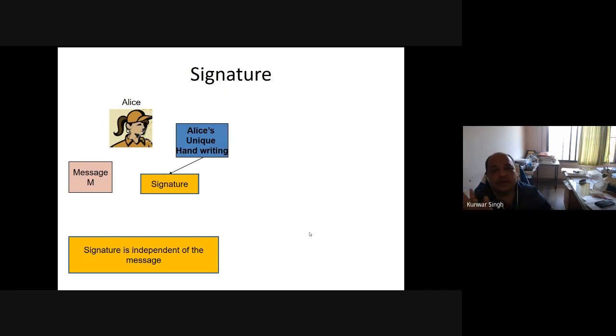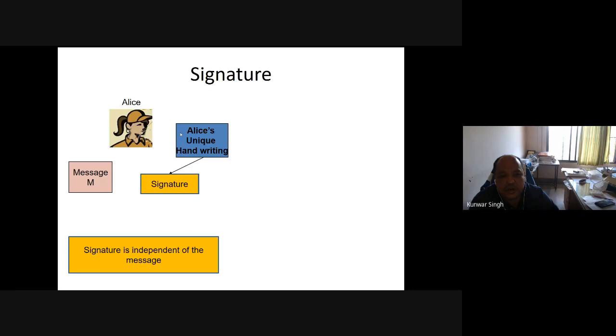Now the second important thing is signature. First I will talk about the normal signature. Our director has signed on a student's report card. This is the report card message. The director has a unique handwriting skill, which only he can do. Others cannot make this kind of handwriting.